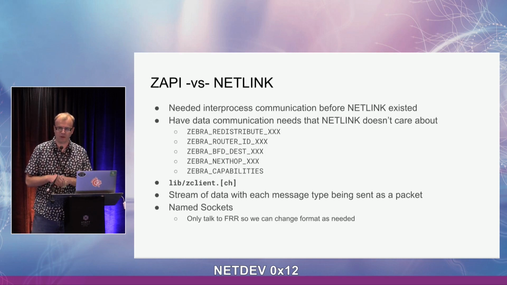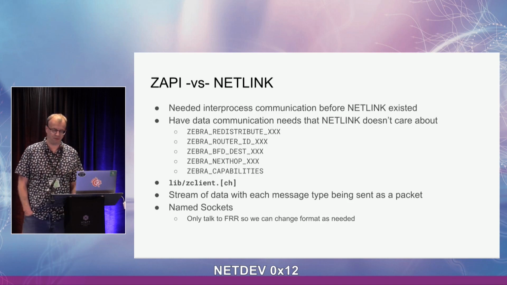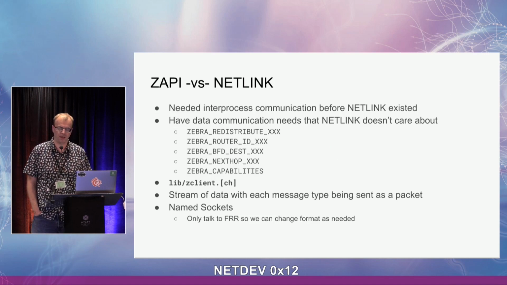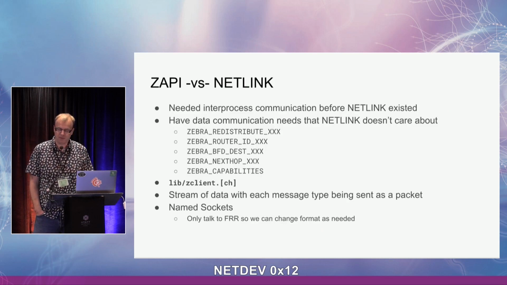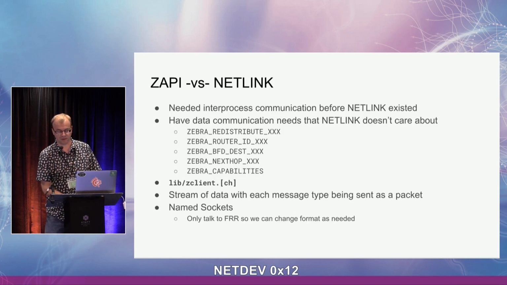If you're interested in looking at more, you can go into lib/zclient.c/h. That's where we've defined the ZAPI protocol and how it works. It's essentially just a stream of data being sent from the routing daemons to each other, and it uses named sockets. Right now, it's only really used to talk from FRR daemon to FRR daemon, and we actually do change the format quite often. So it's just something to be aware of.